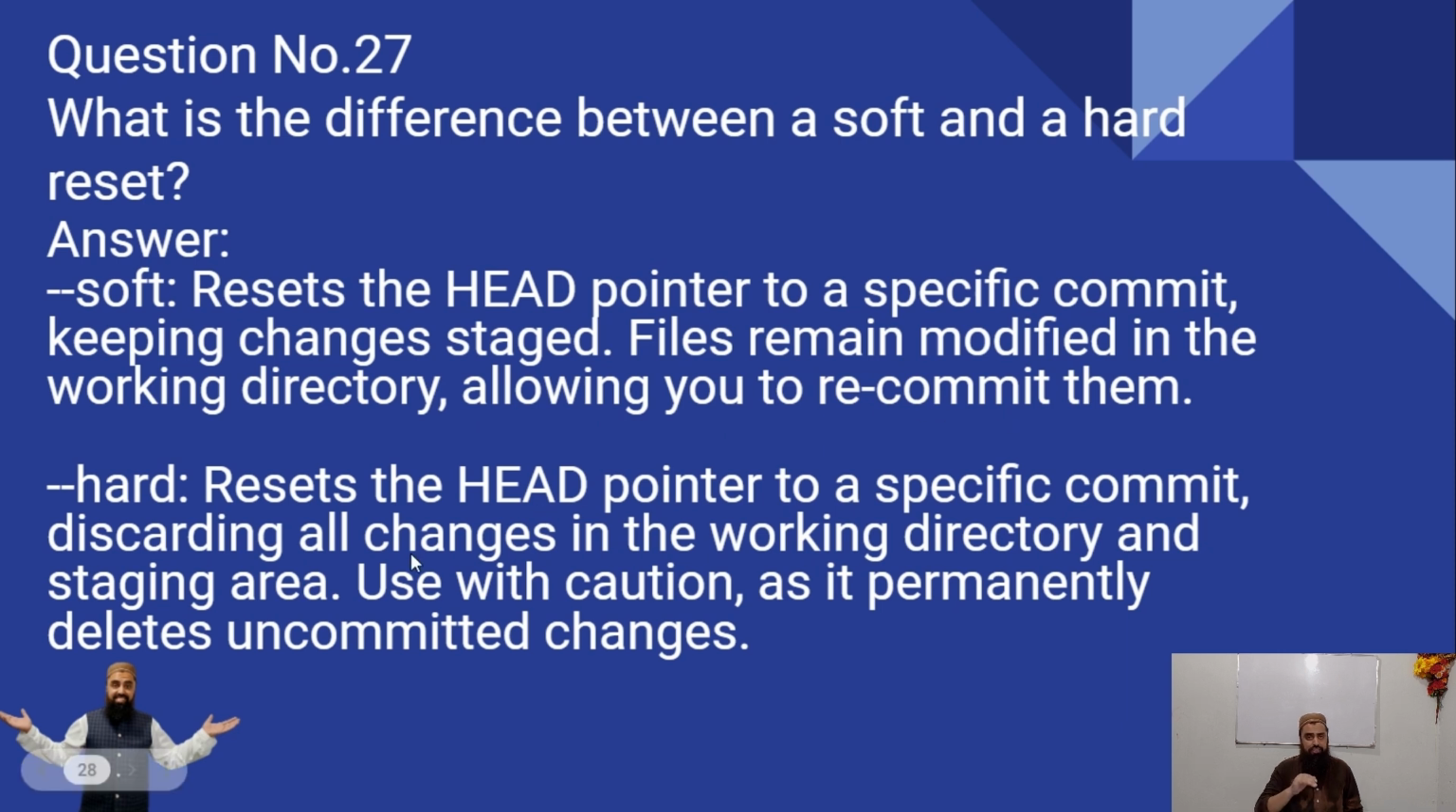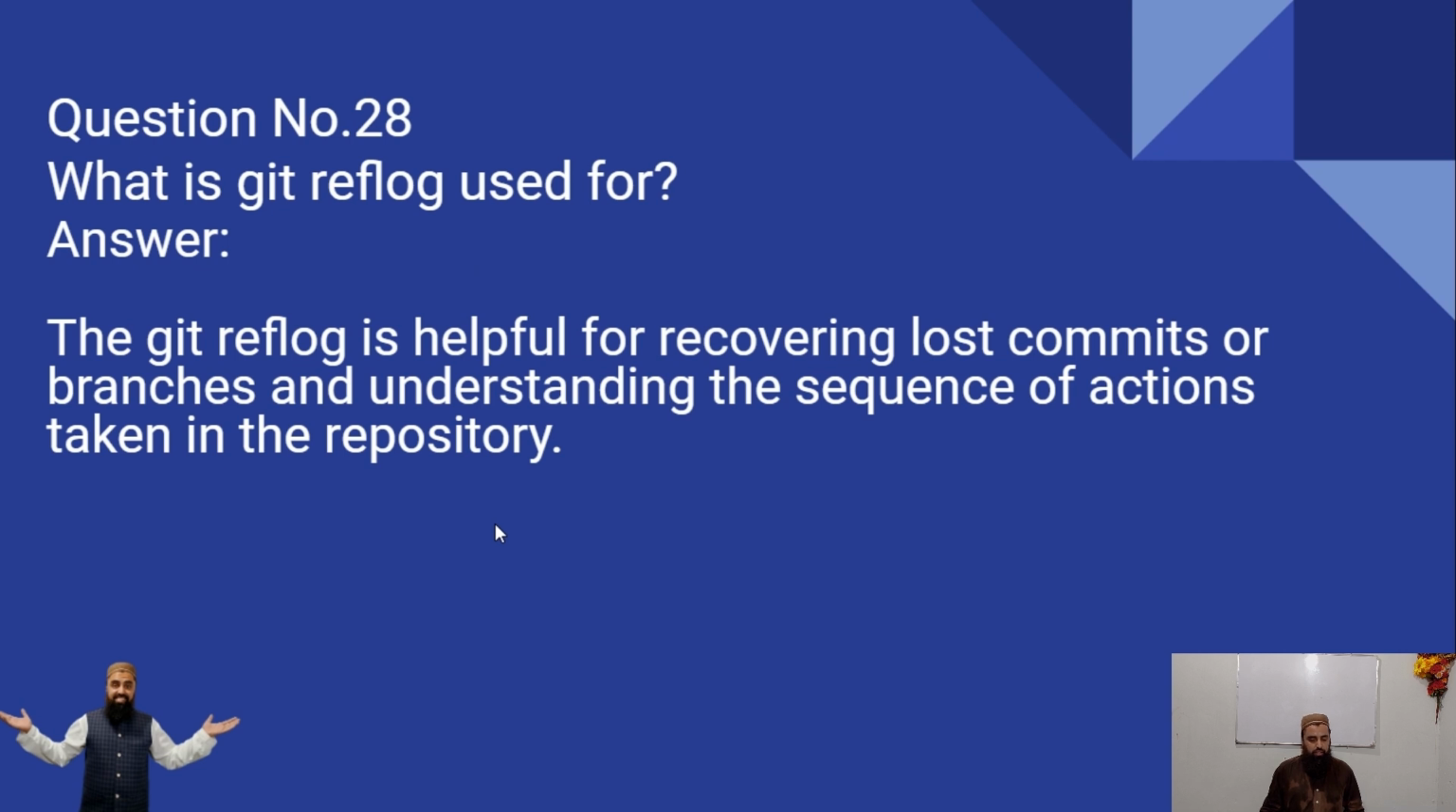Whereas git reset hard is actually a strong or forced command which resets the head pointer to a specific commit, and it discards all the changes in the working directory and the staging area. So all our changes, whether they are committed or not, and unstaged changes, are all gone. So git reset hard must be used with caution, as I have mentioned here, because it permanently deletes uncommitted changes. If you have not committed those changes and they are in the staging area, they would be gone if we use the hard reset. So use it with caution.